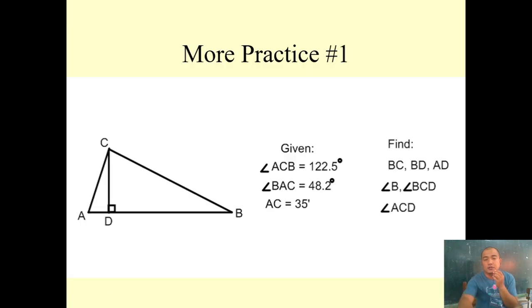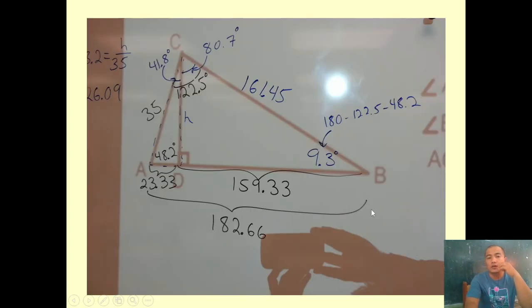More practice. We have here a triangle. Angle ACB is 122.5 degrees. Angle BAC is 48.2 degrees. Side AC is 35. Find BC, BD, AD, angle B, angle BCD, and angle ACD. Here is the answer.